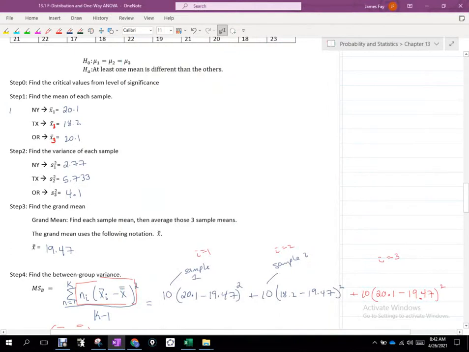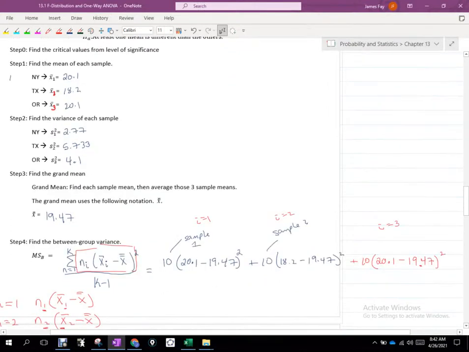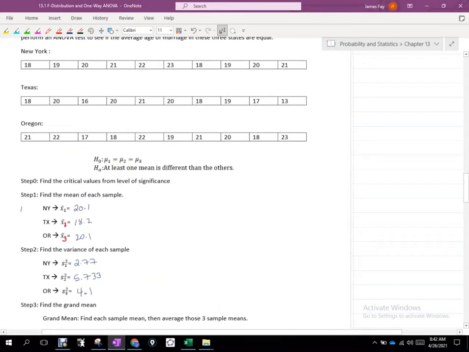But sometimes, you're right, sometimes they'll give that to you. It just depends on the author and how the problem is presented. Sometimes they'll give you these values, sometimes they just give you the raw data and you have to come up with all of them.